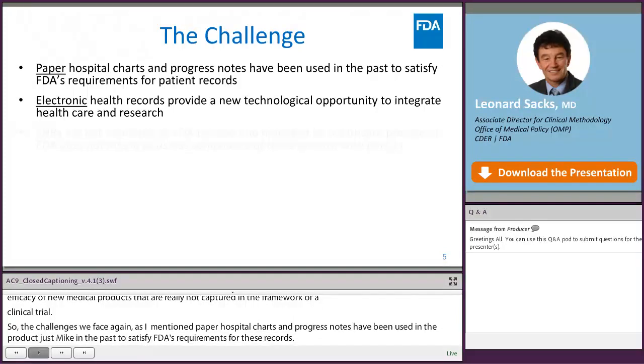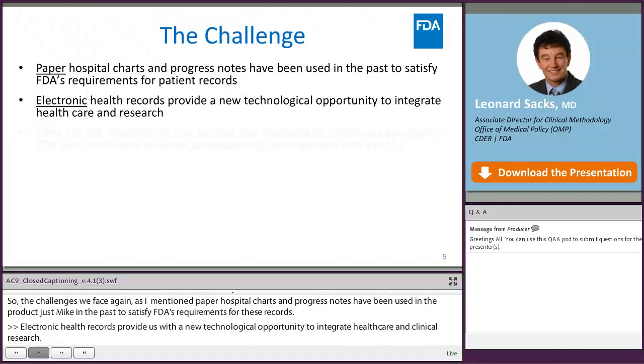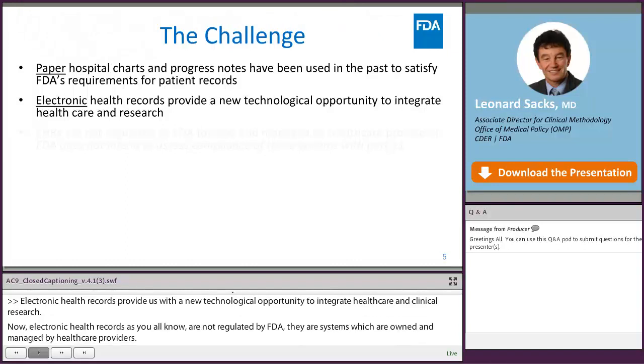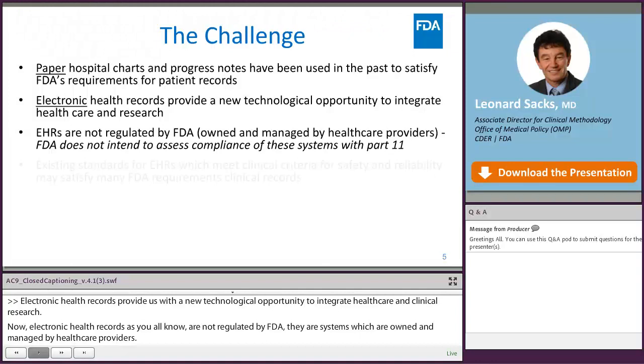Now, electronic health records, as you all know, are not regulated by FDA. They're systems which are owned and managed by healthcare providers, and FDA does not intend to assess compliance of these systems with our Part 11 regulations, which are the regulations dealing with the quality of electronic records. So we don't intend to assess Part 11 for electronic health records.